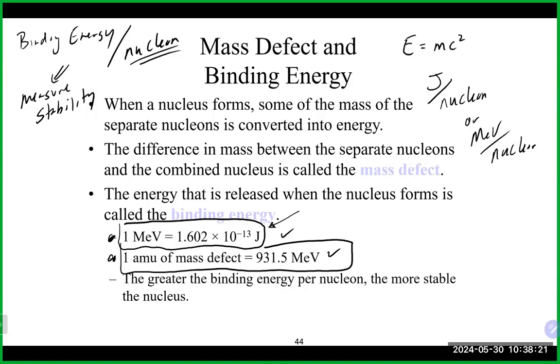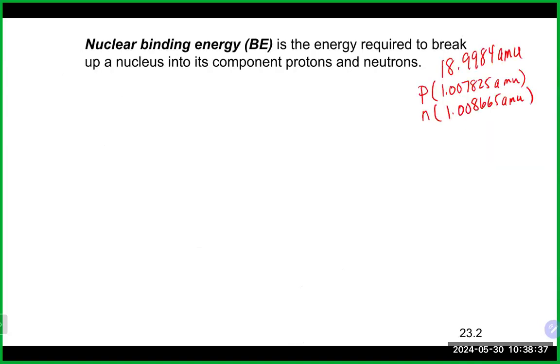So the measure of stability here with binding energy is the greater the binding energy per nucleon, the more stable the nucleus is. So you could use binding energy per nucleon and compare different isotopes. And again, the one with the higher value should be more stable.